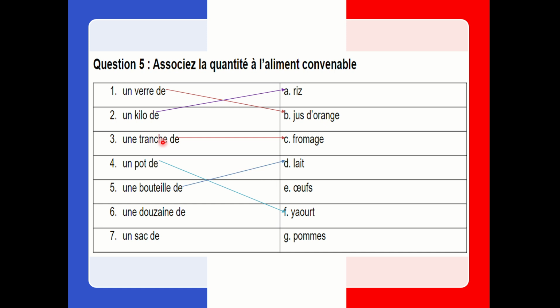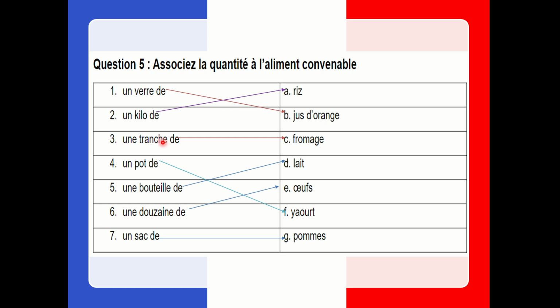Une douzaine de. When you speak about douzaine means dozen, 12. 12 of what? Œufs. Très bien. Les œufs. Une douzaine, etc. Un sac de. A bag of what? It can be un sac de pommes ou bien un sac de riz. Both are correct. If you switch between un kilo de, un sac de, riz et pommes, it's still correct.